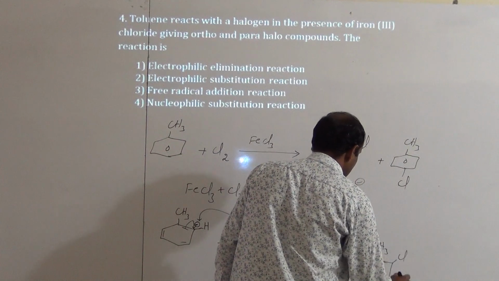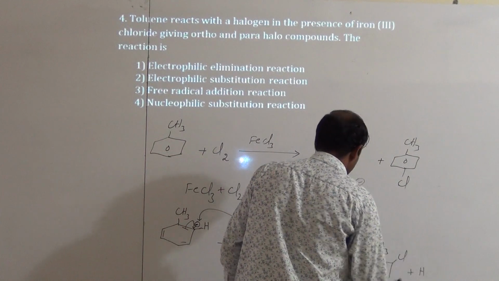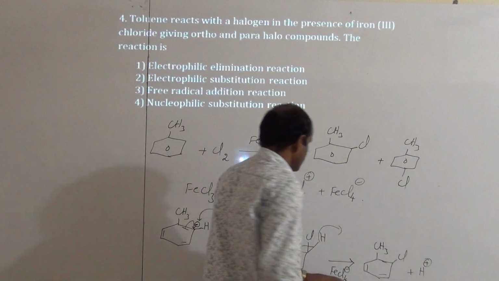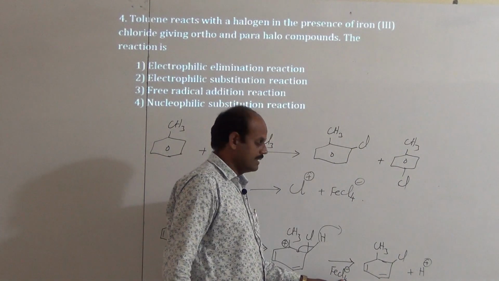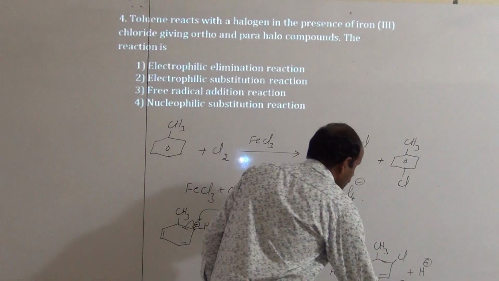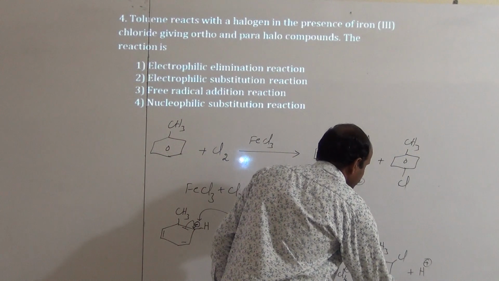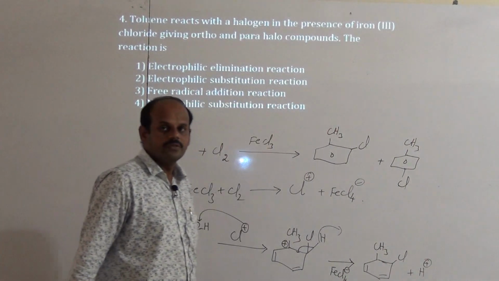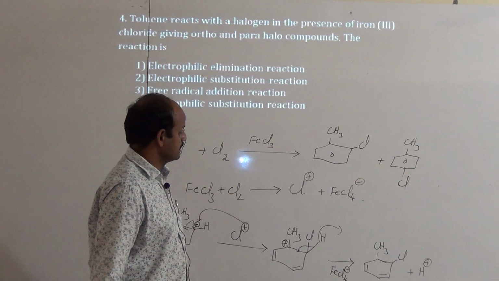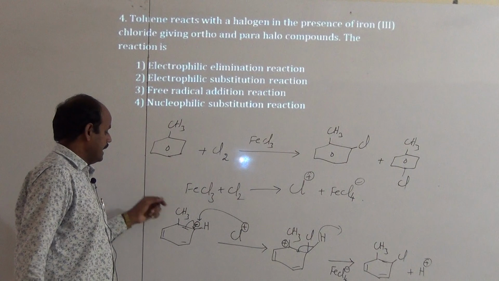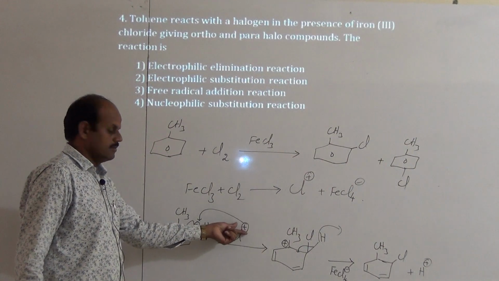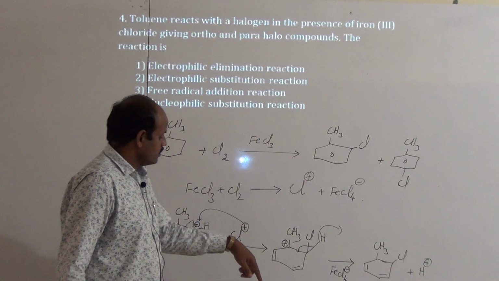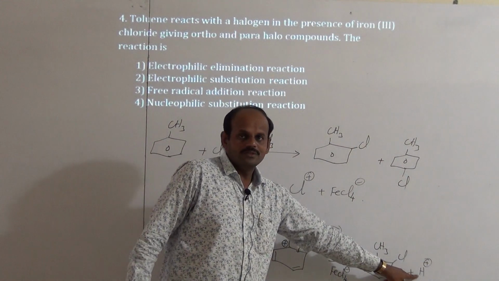So here the reaction is this one. Here Cl is there. Which one is removed? H plus. And here, what is there? Cl minus. Both combine together and are removed as HCl, and the catalyst FeCl3 is obtained again. Now in this reaction, which one is attacked? Cl plus. And which one is removed? H plus is removed from toluene.